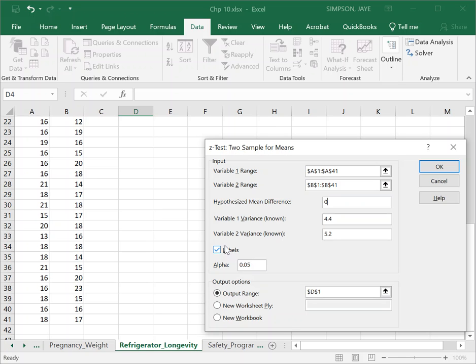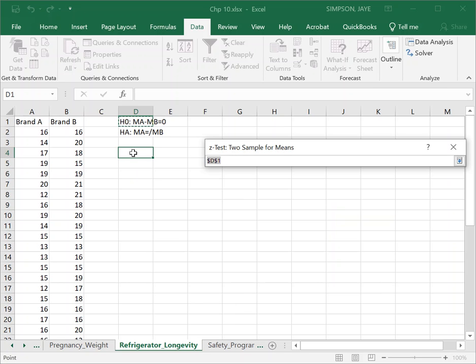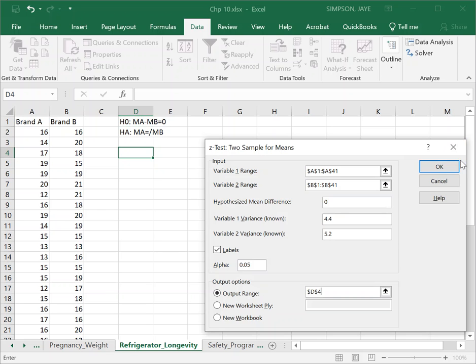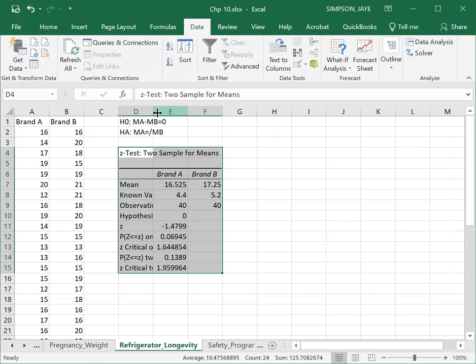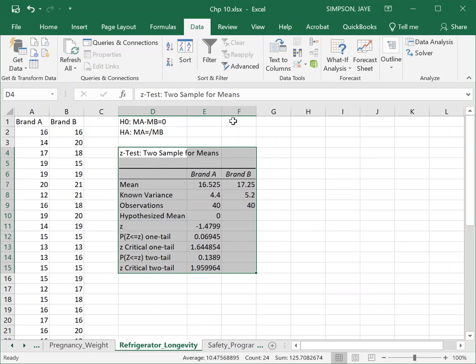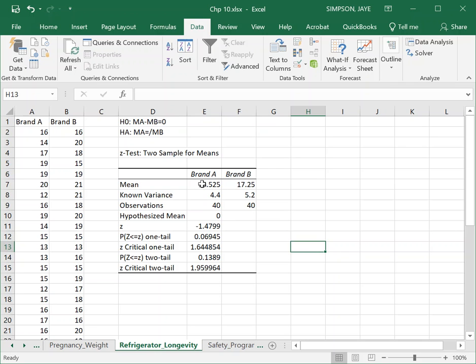We were asked to do this at a 5% significance level, so I set my alpha at 0.05, and I want my output range to be, let's do here in D4. Now I'm going to press OK. I'm going to make these windows a little bit larger so that we can see. Notice it gives us the mean lifespan of brand A is 16.525 years, and for brand B is 17.25 years. Notice it says known variance because we entered those. The hypothesized mean is 0.